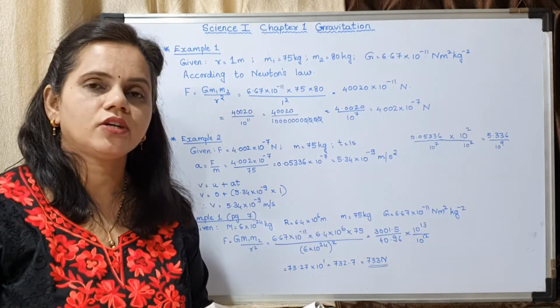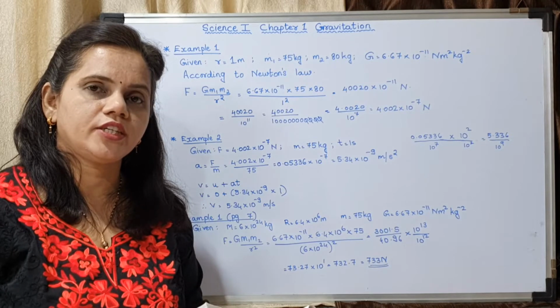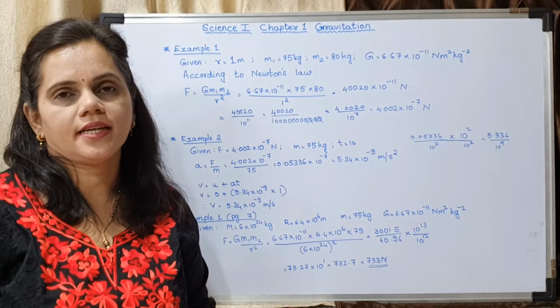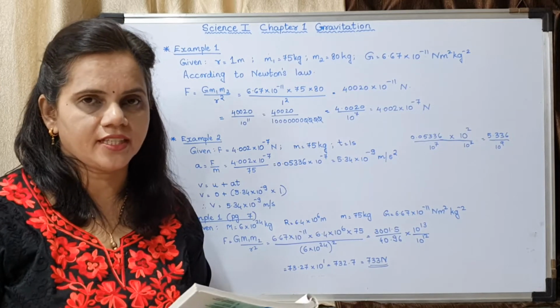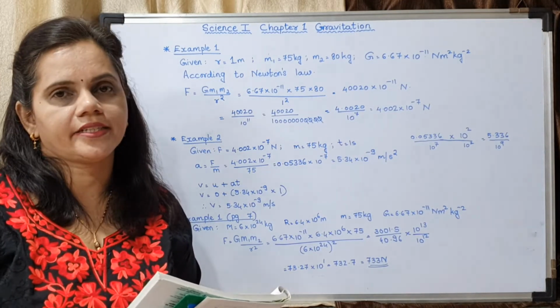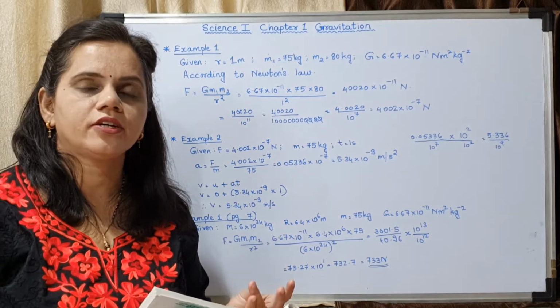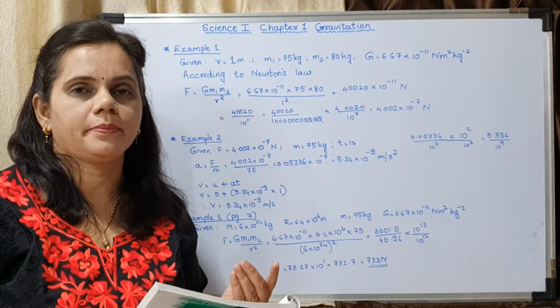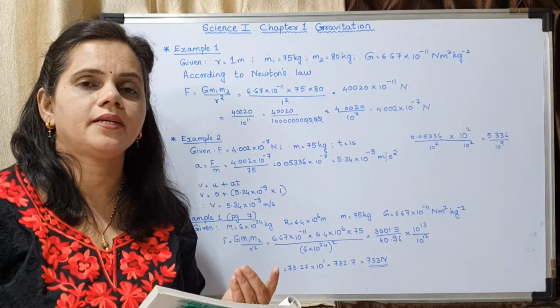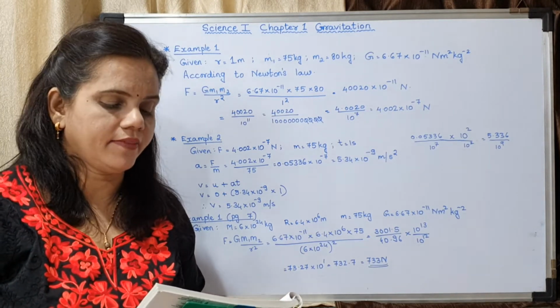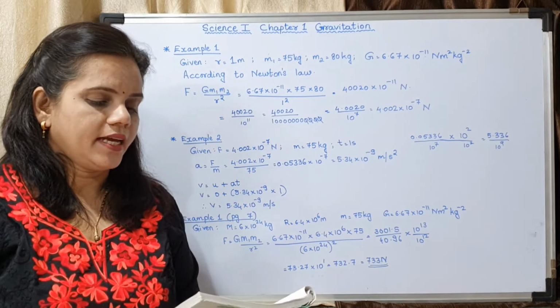What is radius of the Earth? It is 6.4 into 10 raised to 6 meter. And Mahendra's mass they have given as 75 kg. Mass of the Earth and radius of the Earth you have to learn. Mass of the Earth, radius of the Earth and the value of capital G. What is the value of capital G? It is 6.67 into 10 raised to minus 11. That they have given.